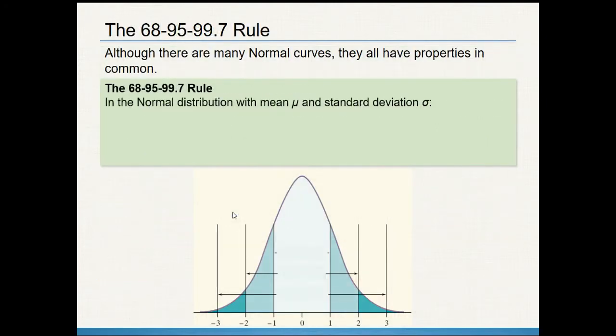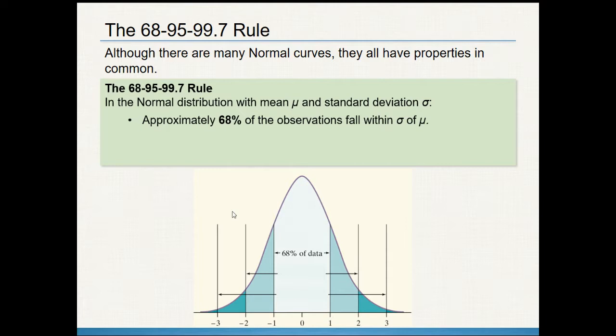All right. The 68, 95, 99.7 rule. Surely you've heard of that rule before. Although there are many normal curves, they all have properties in common. The 68, 95, 99.7 rule basically says in a normal distribution with mean mu and standard deviation sigma, 68% of the data is going to fall within one standard deviation, or sigma, of mu, the mean. 68% of the observations will fall within one standard deviation of the mean. So from the mean, you take one standard deviation to the right, one standard deviation to the left. 68% of those are going to fall under there.